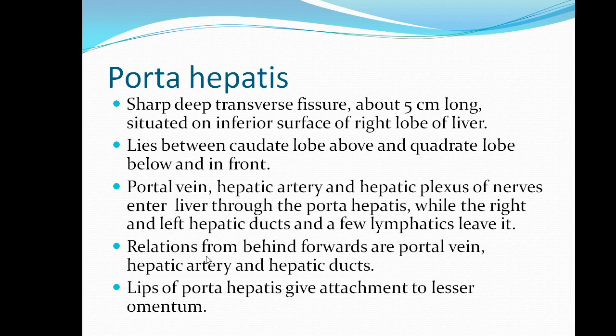The relations from behind forwards are the portal vein, the hepatic artery, and the hepatic ducts. So if you see the structures in the porta hepatis from behind forwards, they are the portal vein, the hepatic artery, and the hepatic ducts. The lips of the porta hepatis give attachment to the lesser omentum.